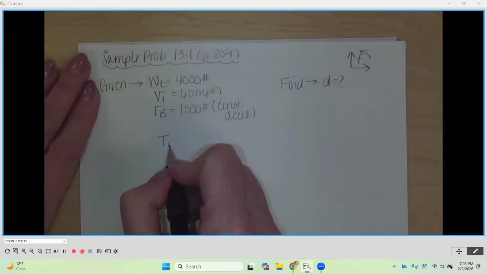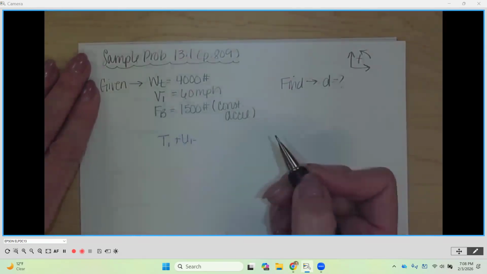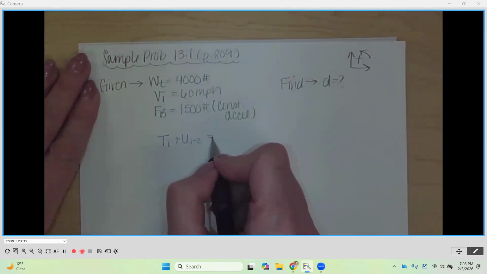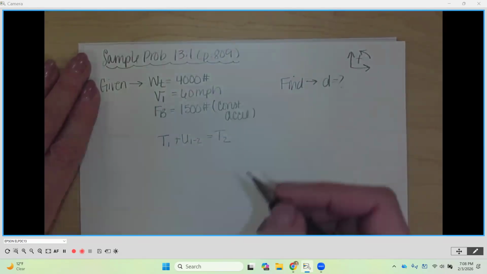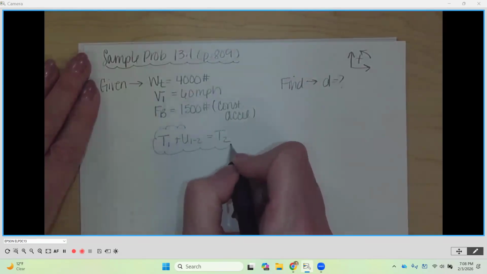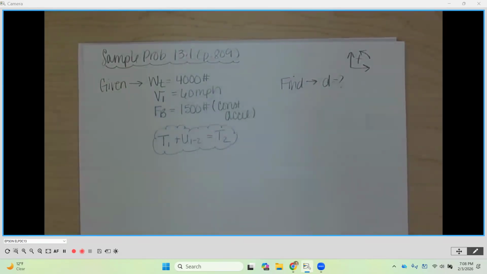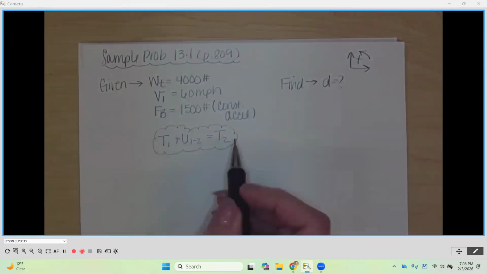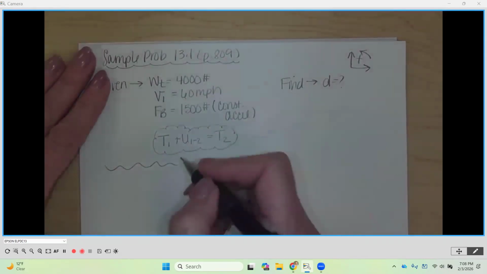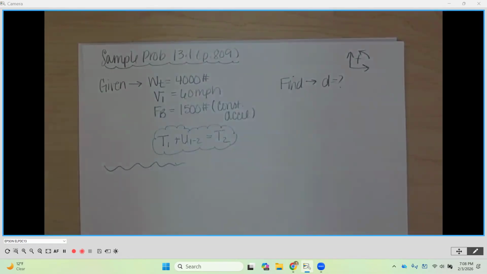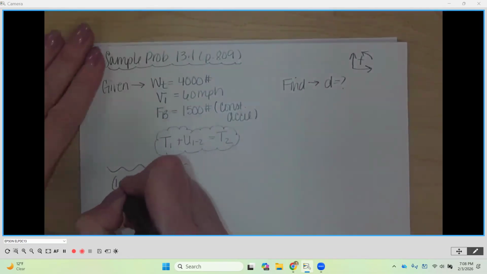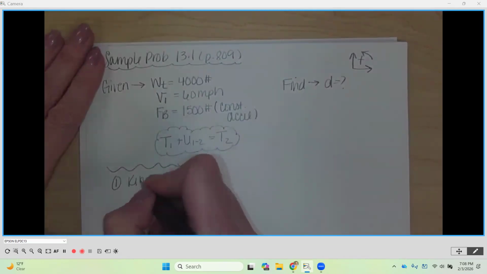I'm going to write here T1 plus the work U1 to 2 is equal to T2, the kinetic energy after. We're going to be solving for a distance, so we're using this work energy theorem. Now, we need to find the values for each one of these variables. We'll start with our kinetic energy 1 and kinetic energy 2. You could start with work if you wanted to; it really doesn't make a difference.